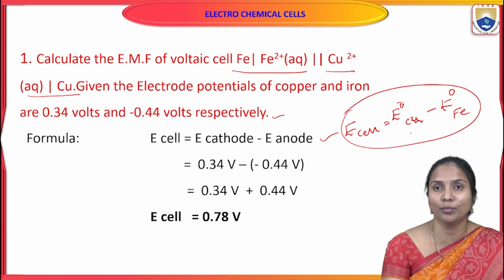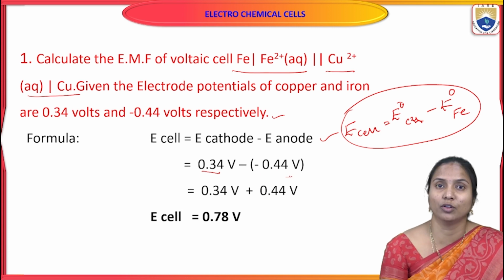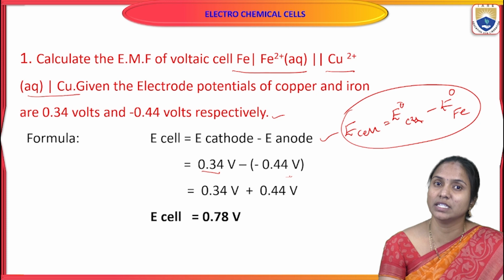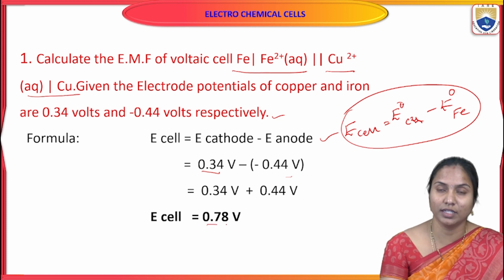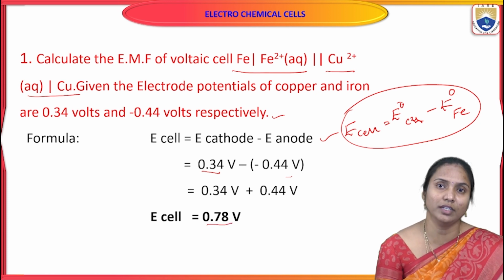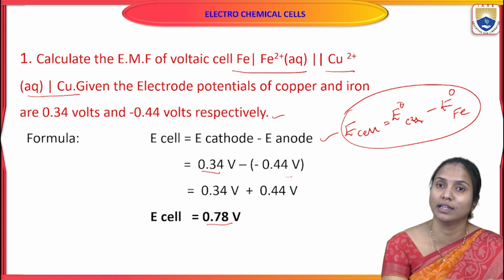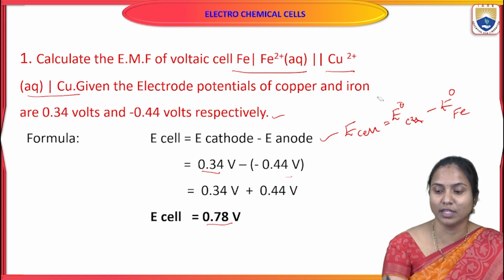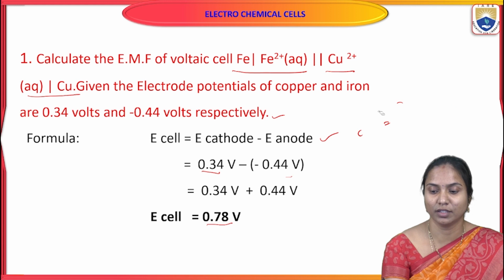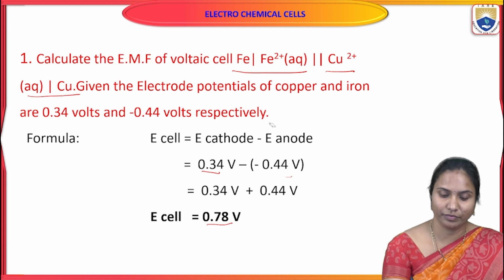So here copper electrode potential is 0.34 and iron electrode potential is 0.44. Substitute these values in this formula. You get the E cell value finally as 0.78 volts. In this way we have to calculate the EMF of the cell. It is important for numerical purposes. This formula is important.